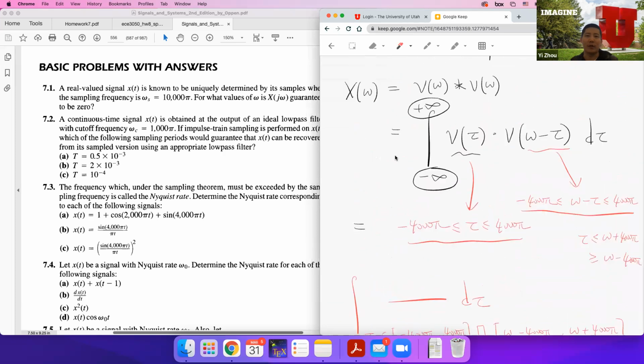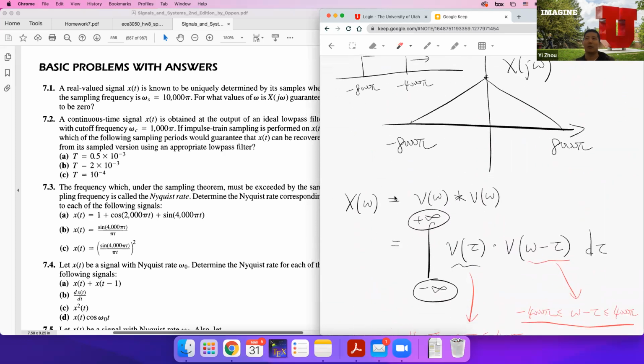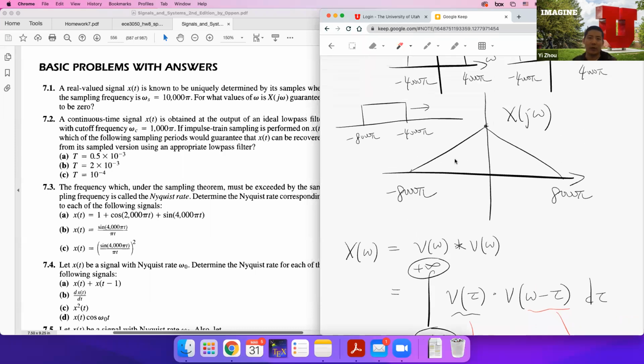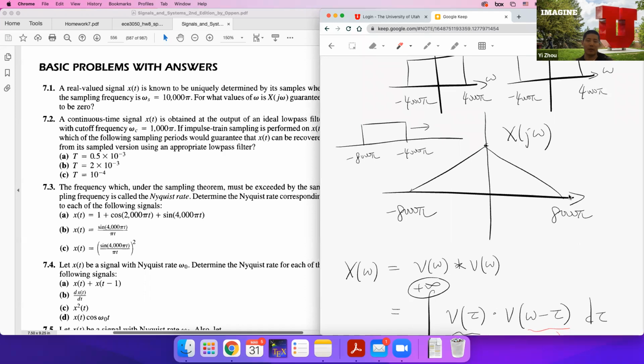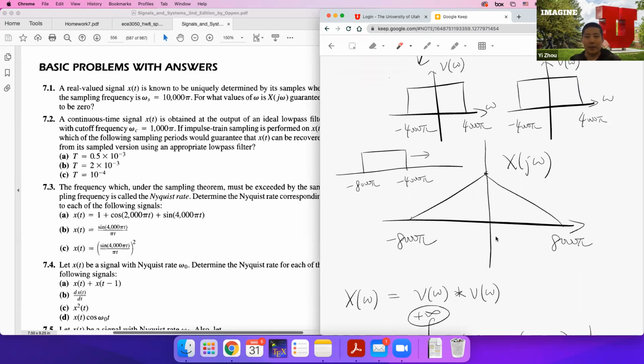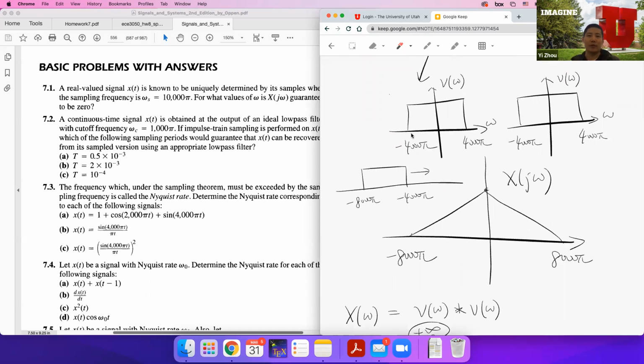this x omega, this convolution signal, will have a non-empty response. So you get this. So that's why this triangle spans over negative 8,000 to 8,000. But to summarize, the rule is that the length of the convolution signal is basically equal to the sum of the lengths of these two individual signals. Okay, so this one has 8,000 length, this one has 8,000. So the sum together gives 16,000.